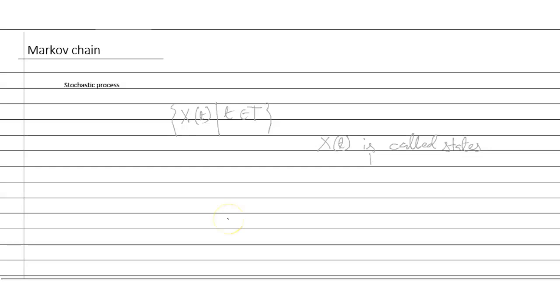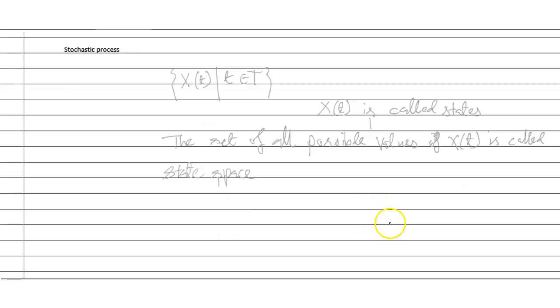The set of all possible values of Xt is called the state space of the process and is denoted by I.